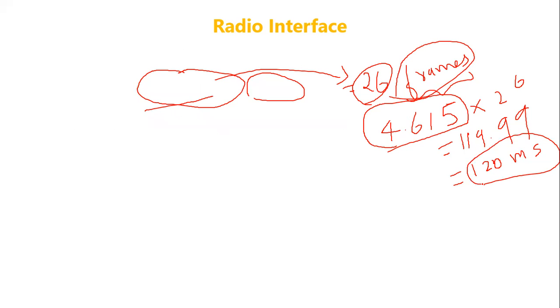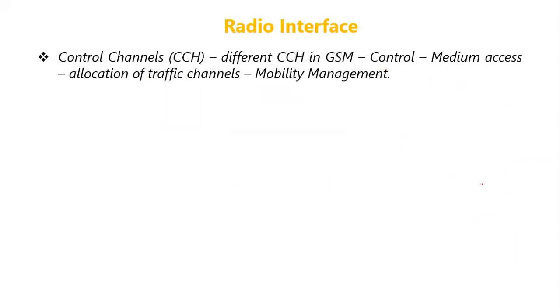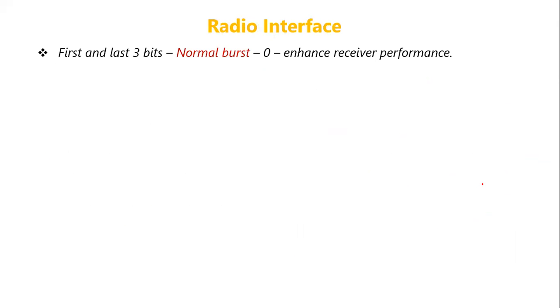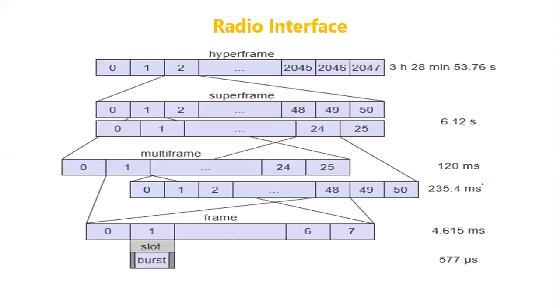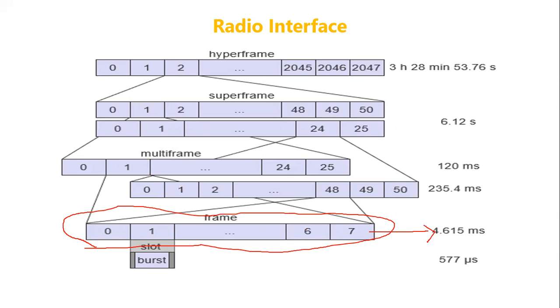Okay, now let us go through that other diagram which we have previously left out. Now you see this particular diagram. Here you can see, this is one frame. One frame contains 8 slots, 0 to 7, and the frame duration is 4.615 milliseconds. So if you put together 26 such frames, then you get a multi-frame.